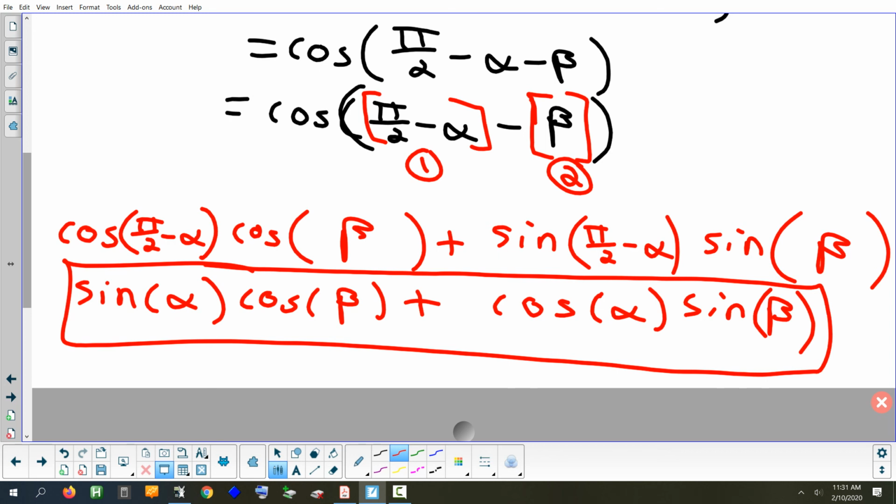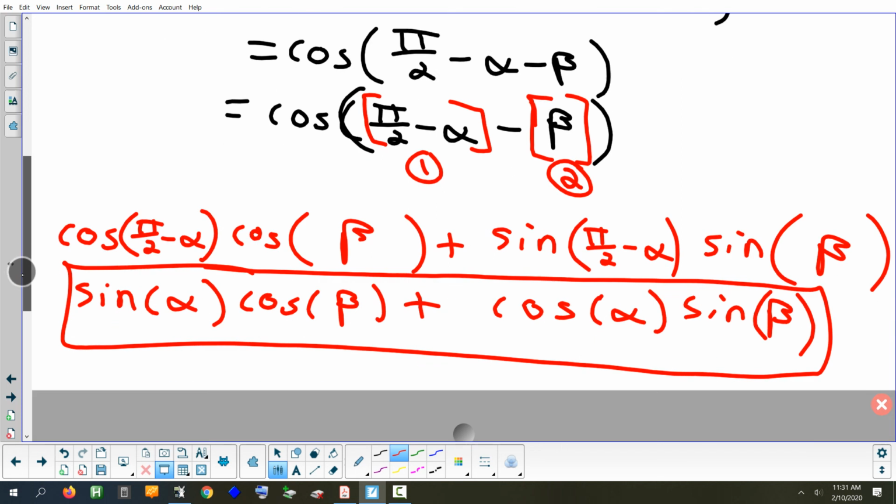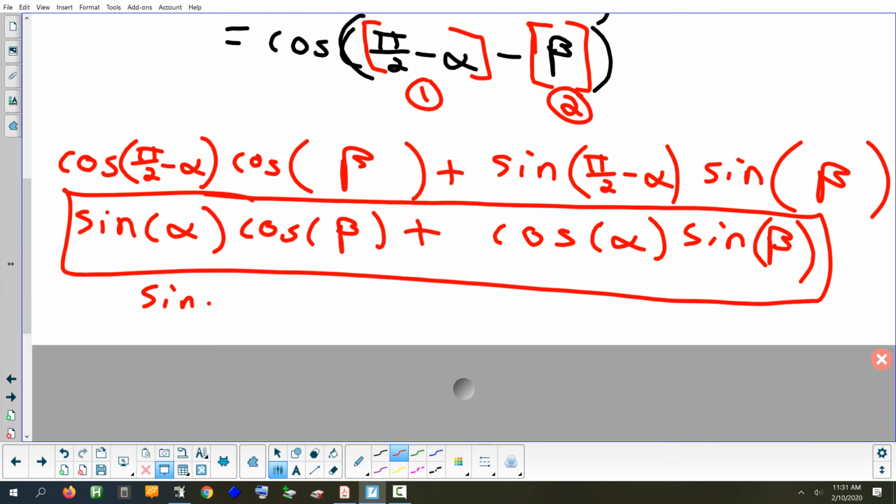Now, some people might write it as sine beta first and then cosine alpha second. That's fine. I just wanted to keep it alpha, beta, alpha, beta. I just like to keep that part the same. Okay, so that's your sine sum identity.